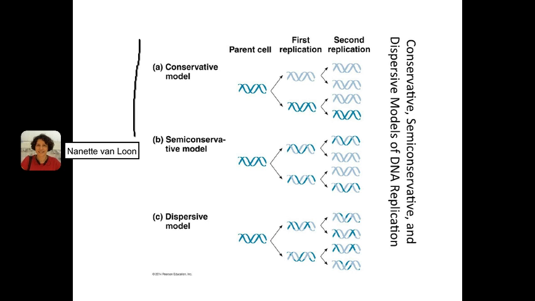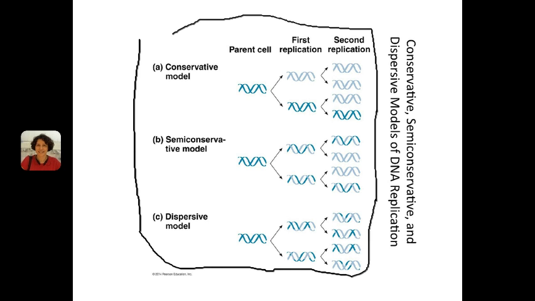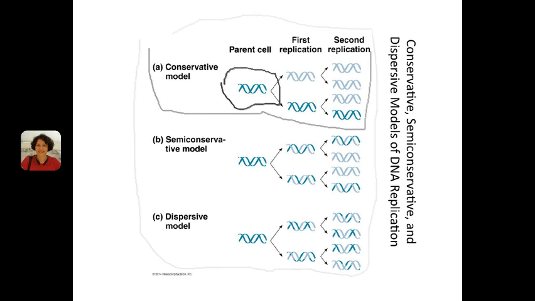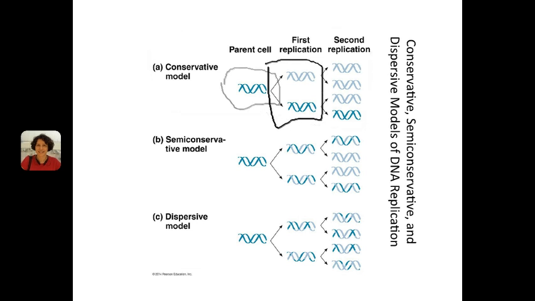Here is a picture of the three competing models for explaining DNA replication. The conservative model on the top shows us a parent cell, so you have a double helix. Notice that both of the strands are dark blue. After the first replication, it would predict that you would get two molecules, one that is exactly like the original with both strands dark blue, and then the second molecule has all new nucleotides, so it is light blue.